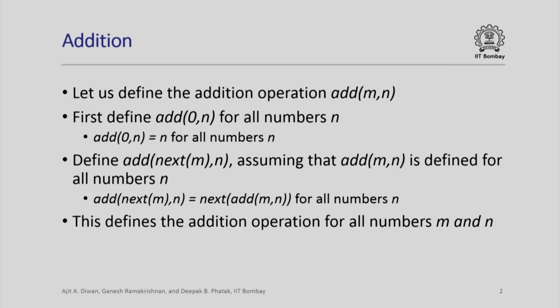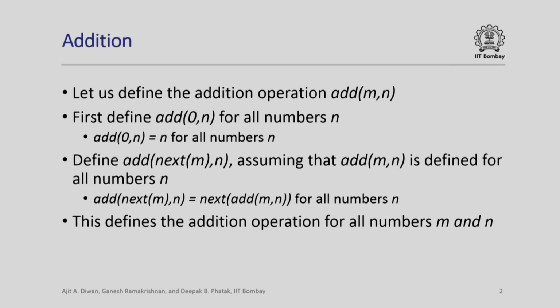Right. So, in general, to define any operation we need to define it for the case when the value is 0, and then assuming it is defined for the case where the value is m, we need to define it for the value next of m. If that is done, then it gets defined for all possible values of the number m. So, for add 0 comma n, when m is equal to 0, we define the value to be n itself for all numbers. Now, what is add of next m comma n?